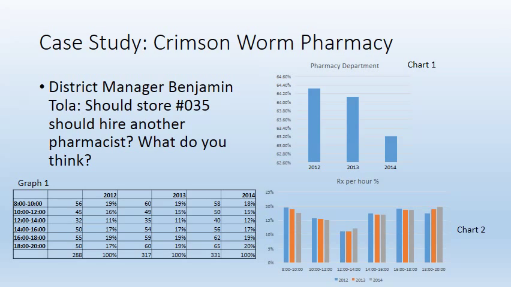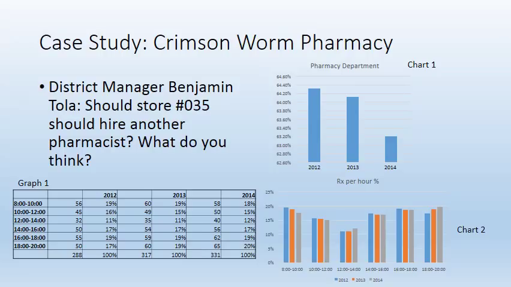Back to our case study with Crimson Worm Pharmacy. District Manager Benjamin Tola has decided to forecast whether Store 35 should hire another pharmacist. At the time, he did not want to create overcapacity with the newer store. When he previously performed the trend analysis, he noticed a slight decrease of revenue brought in by the pharmacy compared to the other services. See Chart 1. By hiring another pharmacist, he believes that they would be able to expand hours during the week and capture additional prescriptions from the nearby urgent care that remains open till 8 p.m.